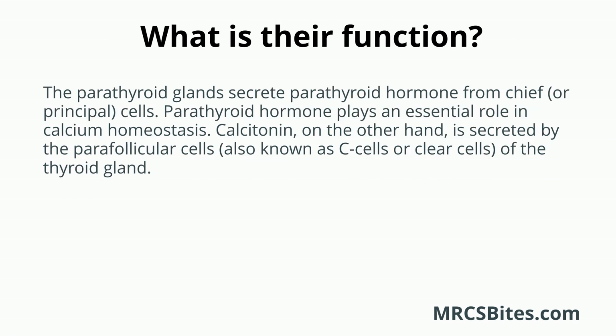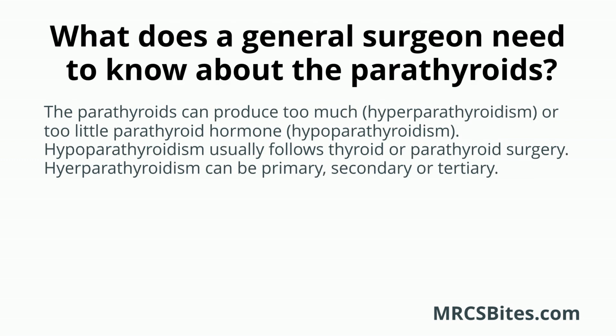What is their function? The parathyroid glands secrete parathyroid hormone from chief or principal cells. Parathyroid hormone plays an essential role in calcium homeostasis. Calcitonin, on the other hand, is secreted by the parafollicular cells, also known as C cells or clear cells, of the thyroid gland.